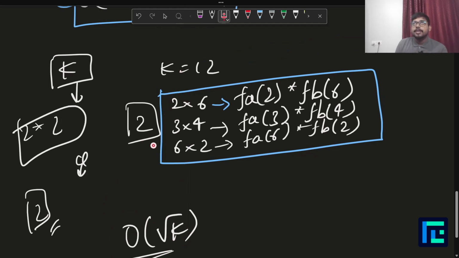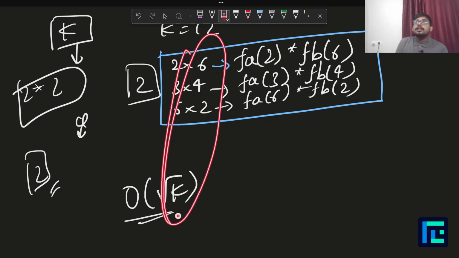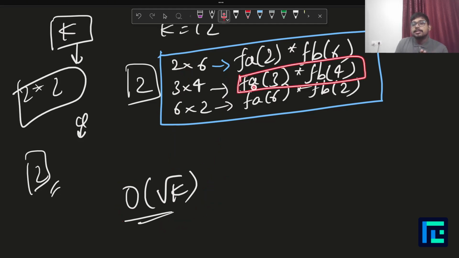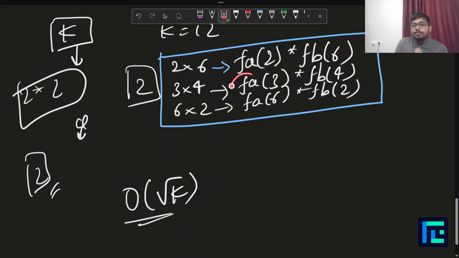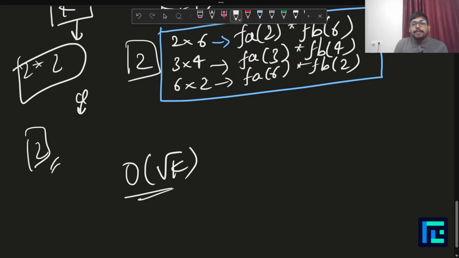And if we can compute all the factors of k, then for every factor, if i is a factor, then k by i would be the other dimension. So then the different factorizations could be computed in order of root k. For every factorization, we'll say our answer is FA of i into FB of k by i. Now we need to pre-compute the values for FA and FB. Because if we compute these values here, even if that takes order of n time, root k into n would give us a TLE. So what we can do is pre-compute the values of FA.